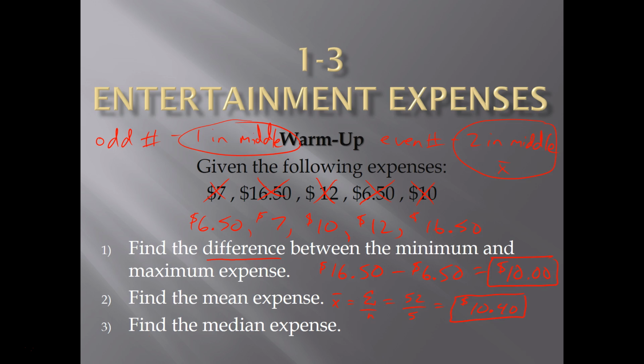Alright, so counting our values, we have $6.50, 7, 10, 12, and $16.50. That's 5 data values. There is 1 in the middle. It's easy to tell that that's in the middle because there's 2 values on the left, $6.50 and 7, and 2 values on the right, 12 and $16.50. So your median here is $10. And once again, this is a dollar figure, so that's why I'm putting it in dollars and cents. So there's your warm-up.